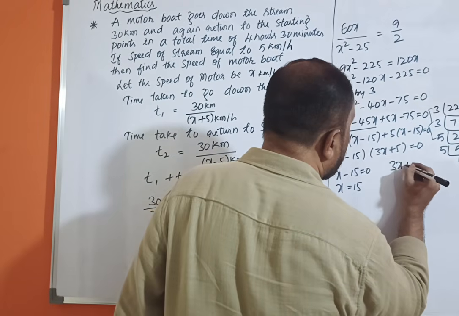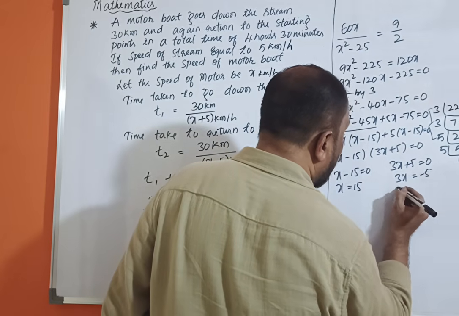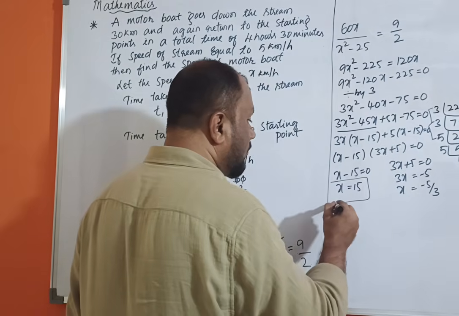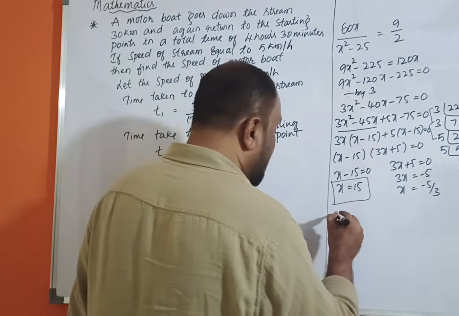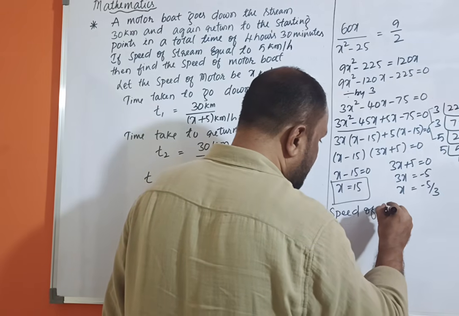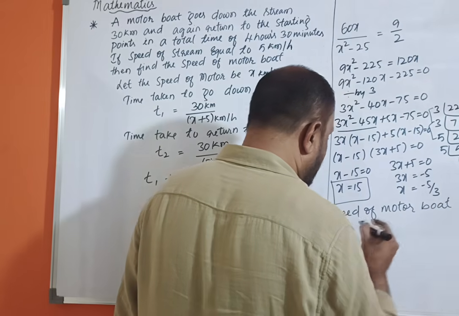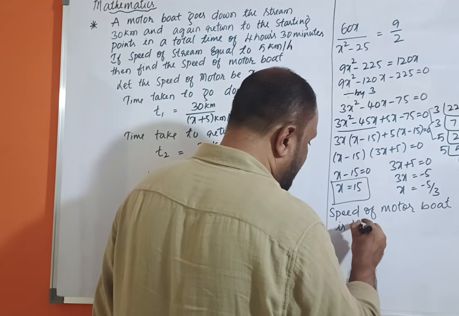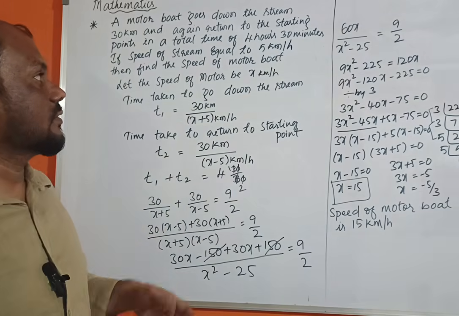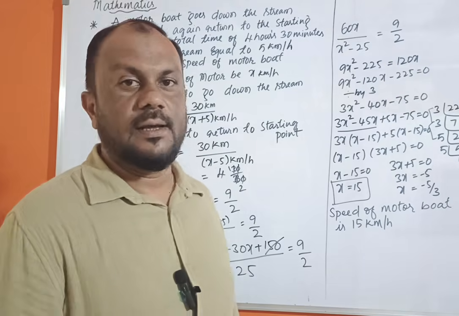So 3x plus 5 is equal to 0. 3x is equal to minus 5. x is equal to minus 5 by 3. Speed can never be negative. We consider x as speed. Speed of motorboat is 15 kilometer per hour. So they ask you to find out the speed of motorboat. We got the speed of motorboat, 15 kilometer per hour.